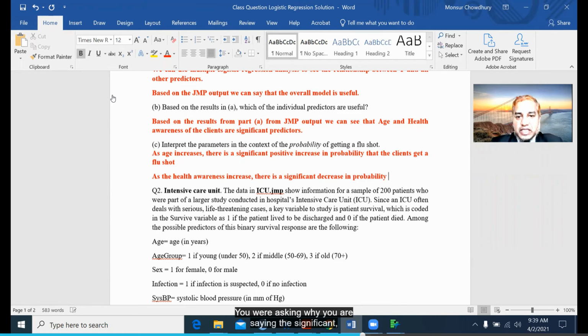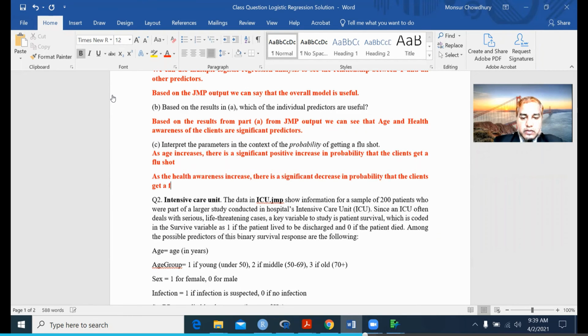now you can ask me why I am saying significant, because we have seen already the p-value is smaller. Okay, so that's why I spend much time here: if I ask you to interpret this in terms of the probabilities or in terms of the log odds, or if you just take the exponent, it's the odds ratio, nothing else.